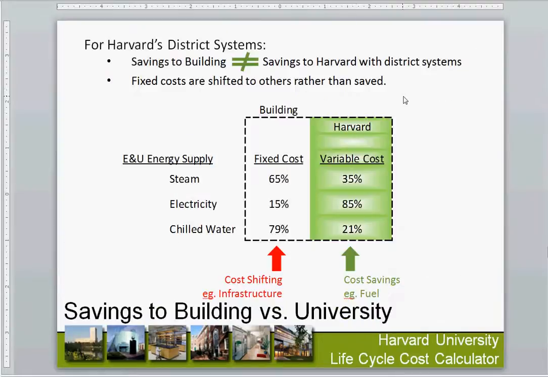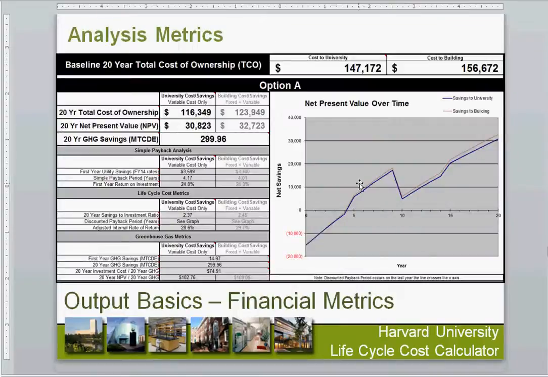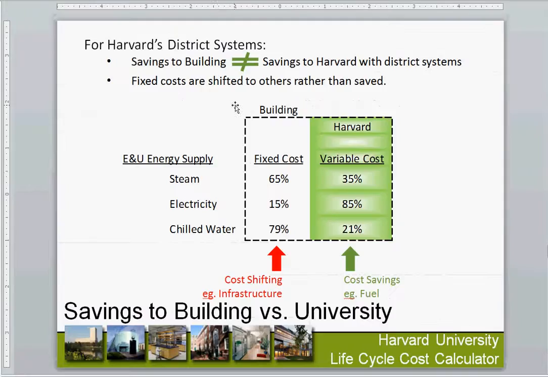I think it's time we get an understanding of why we have a difference between savings to building and savings to university. You'll see we have two columns: the university costs and savings, and the building costs and savings. The difference between these two is the way Harvard's district systems work, and this applies only to Harvard's district systems: our Cambridge Steam, our Cambridge District Electricity, and our Cambridge Chilled Water. Not the Longwood campuses, because those are third-party providers. So it's just those three Cambridge systems.